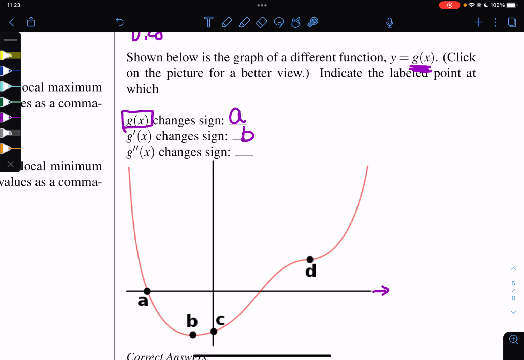g double prime talks about concavity, so I'm going to look at the concavity of the original function. This is part of a cup, so concave up, second derivative is positive. This is part of a cup, this is part of a cup, so at all A, B, C, 3 points, their second derivative is positive, versus at this point, it was part of a cap, changing to part of a cup, so the second derivative is going from negative to positive, so that's where my second derivative is changing its sign.